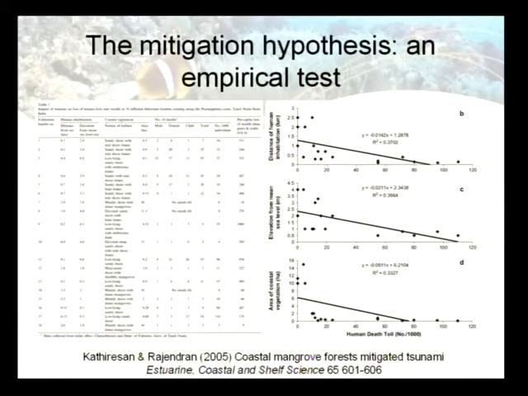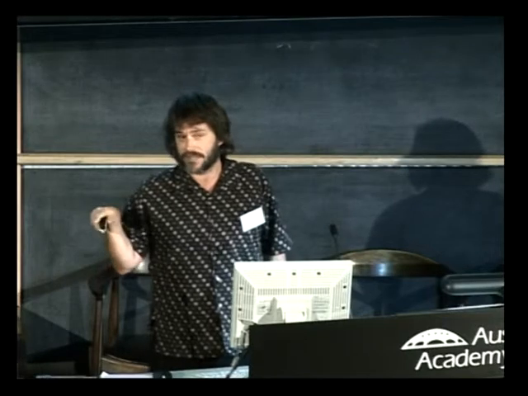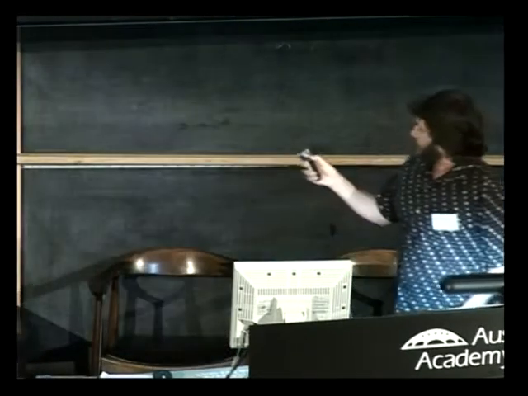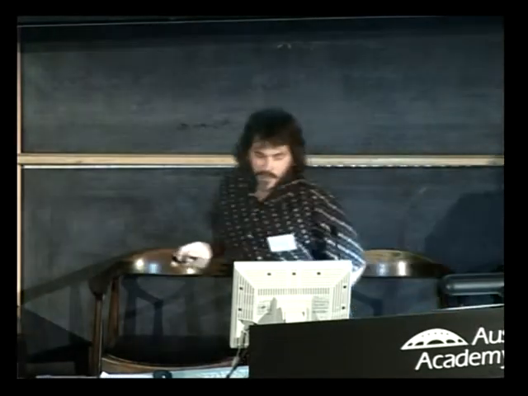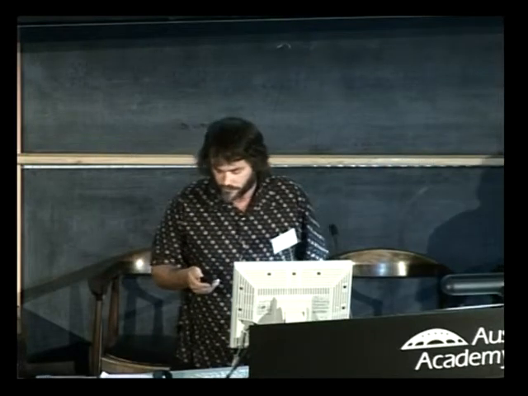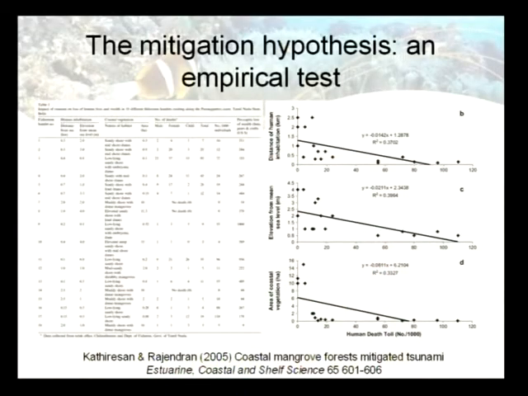They plotted it against three variables in particular: area of forest, height above sea level of the individual hamlets, and the distance from the shore. And they found that in all those cases, there were significantly lower deaths higher, further from shore, and where there was forest. And the conclusion they came to, again, was that coastal mangrove forests had mitigated the tsunami damage. But Alex and I had a look at this data, and we thought that there was more to it than just this simple story.